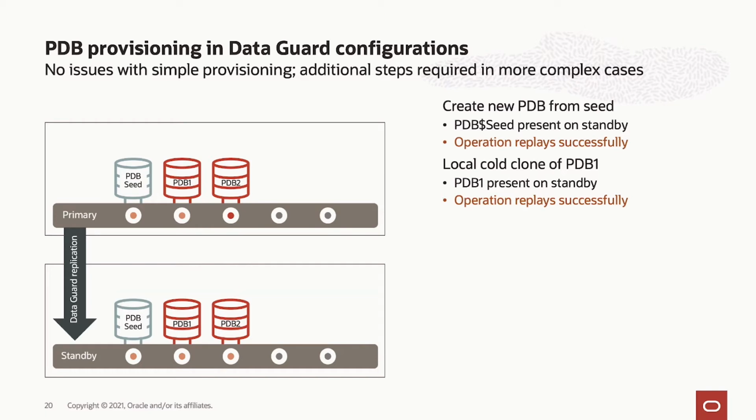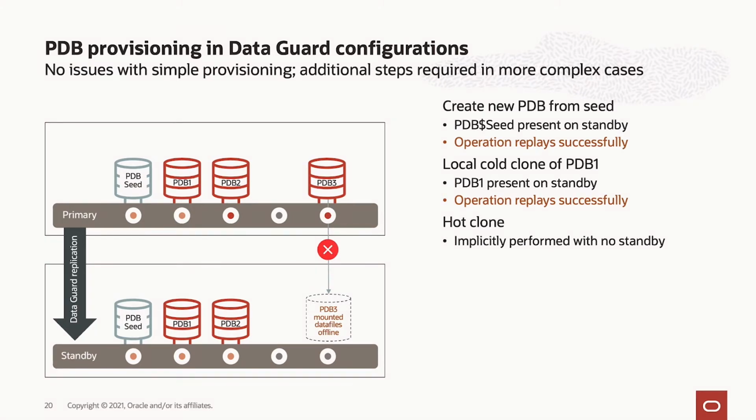However, for various reasons, some other provisioning operations are more complicated. For example, a hot clone, that is a clone of a PDB performed while the source PDB remains online, in other words open read-write, is complicated by the fact that there are two recovery operations involved at the same time. One is to ensure that the hot clone itself is transactionally consistent, as we saw in a previous section of this presentation. The other is the application of redo on the standby performed by DataGuard itself.